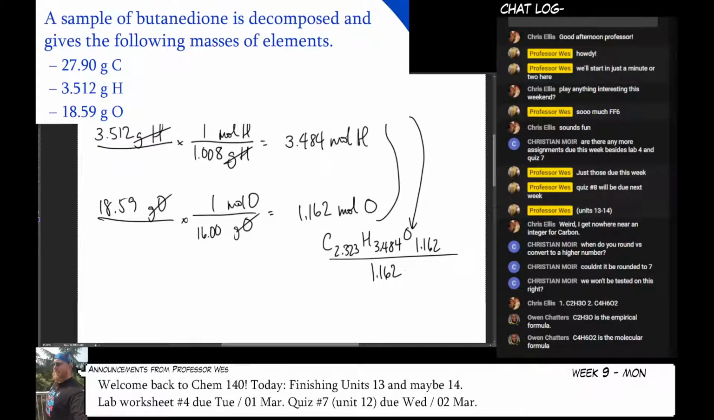I'll divide by the smallest number. And so I get C2 and then that looks like H3, and then O is just O. So there's my empirical formula. There you go.